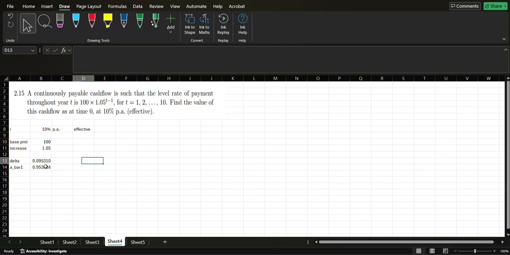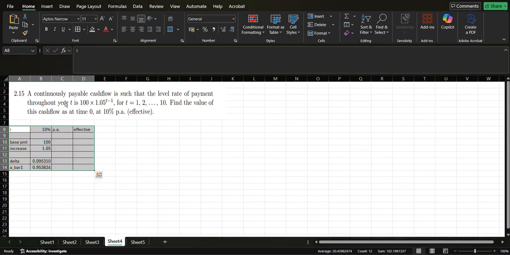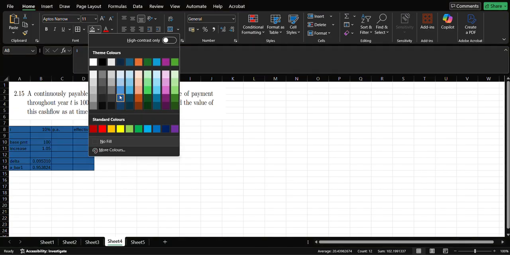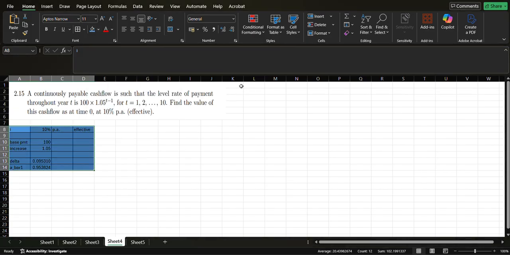Okay, and so this is our information that we're going to put borders on, and we're going to highlight nicely. Perhaps you can tell from my very creative use of the highlighter that blue is one of my favorite colors.